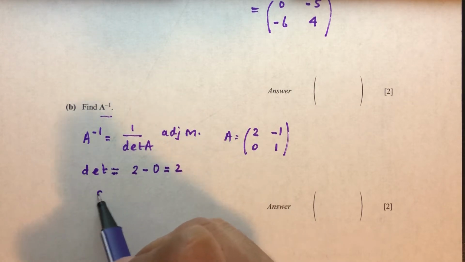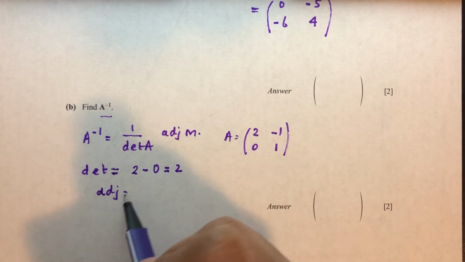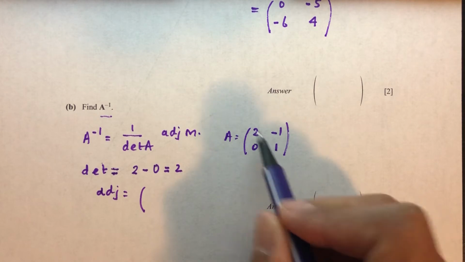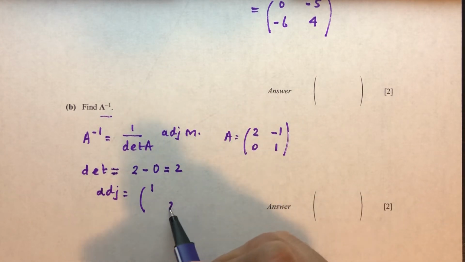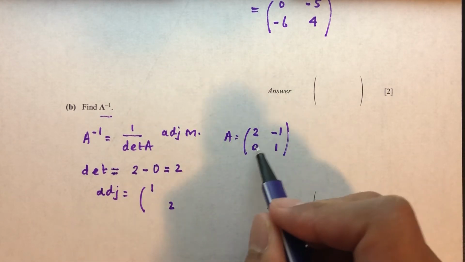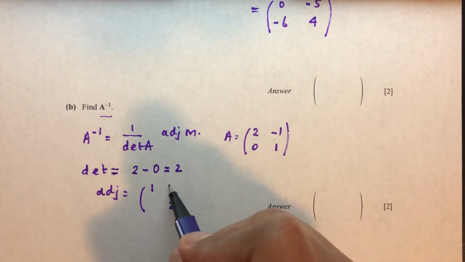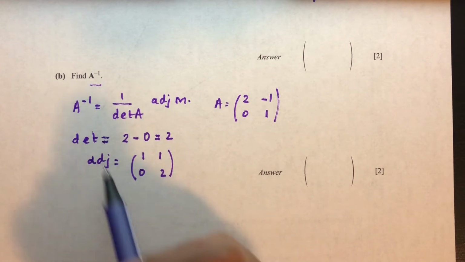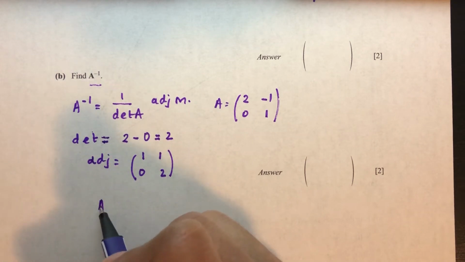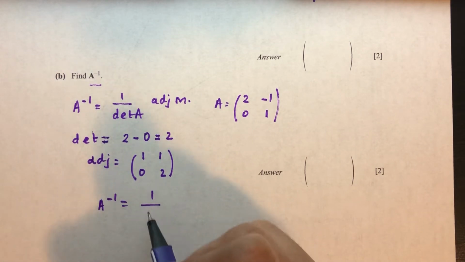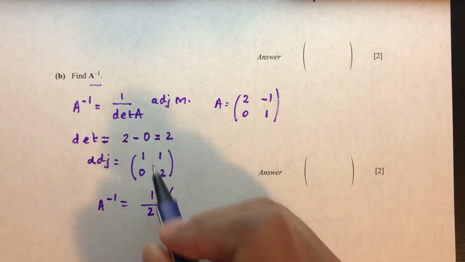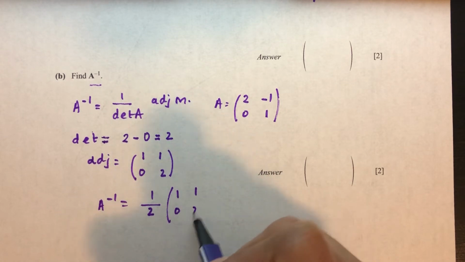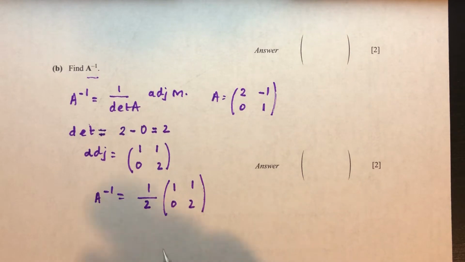Now the adjugate matrix will be what? We have to switch these two sides, so it will be 1, 2, and change the sign of those two. So minus 1 will become 1, and 0 will be 0. So now we have to replace those values in the equation. So A inverse will be 1 over 2, and then 1, 0, 1, 2 for the matrix. That will be A inverse.